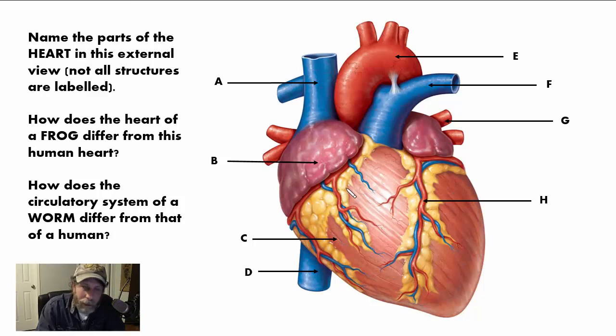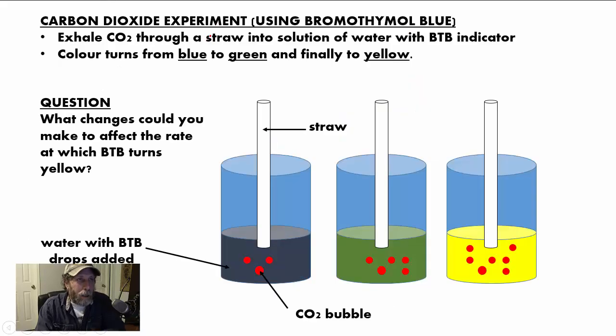But the blood of a frog and the blood of a worm also carries oxygen and glucose and hormones and ions and waste products, just like the blood of a mammal. All right, so you need to understand the similarities and the differences with respect to those. All right, let's see if I've got anything else. Okay, I do have something else I want to talk with you about.